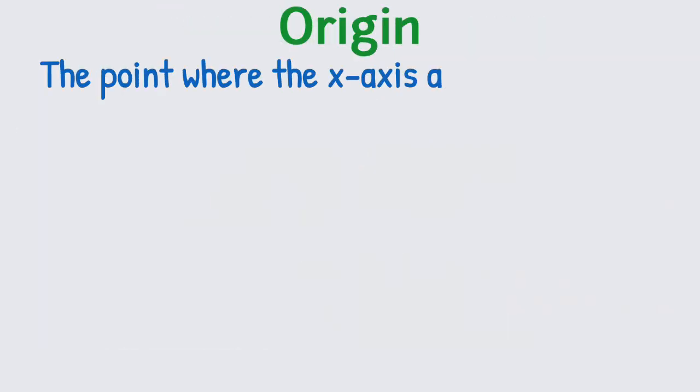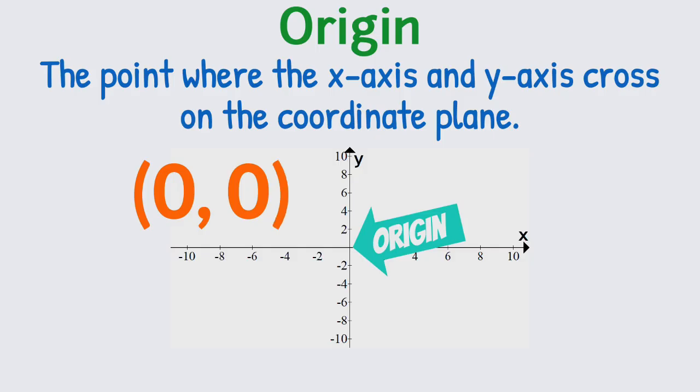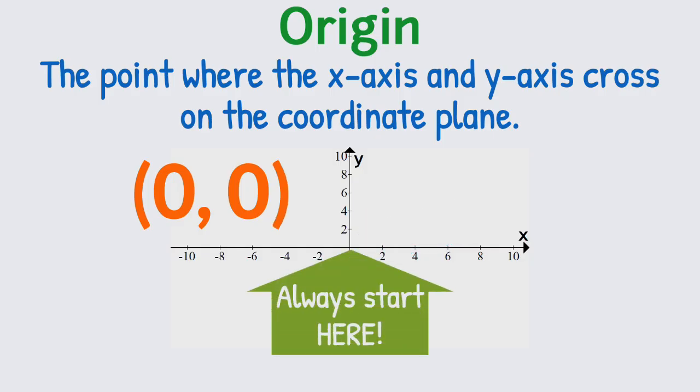Origin. The point where the x-axis and y-axis cross on the coordinate plane. The origin is always located at the ordered pair (0, 0). It is the starting point for locating any other point on the coordinate plane. Think of the origin as the center of your city grid, the point from which all distances and directions are measured.